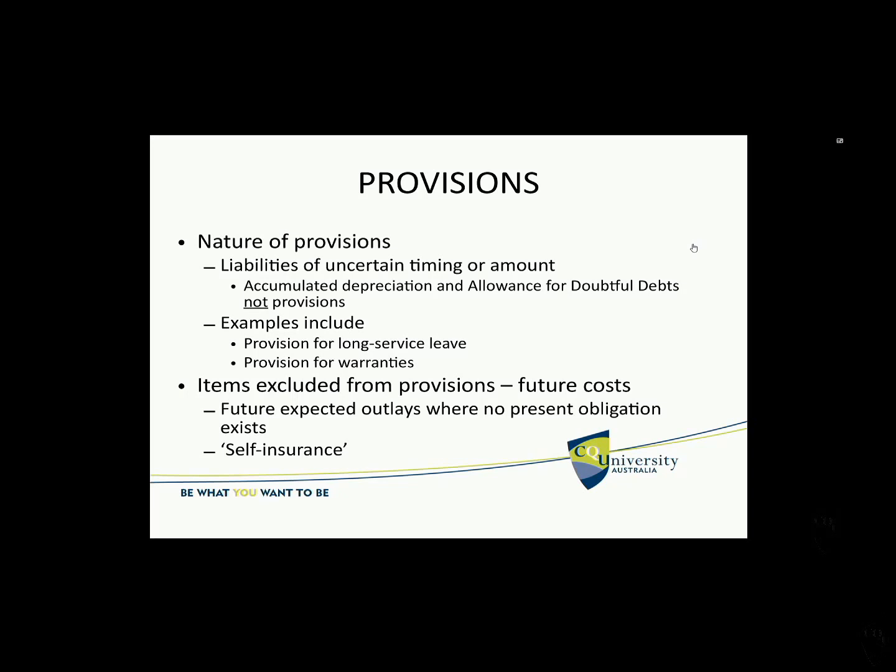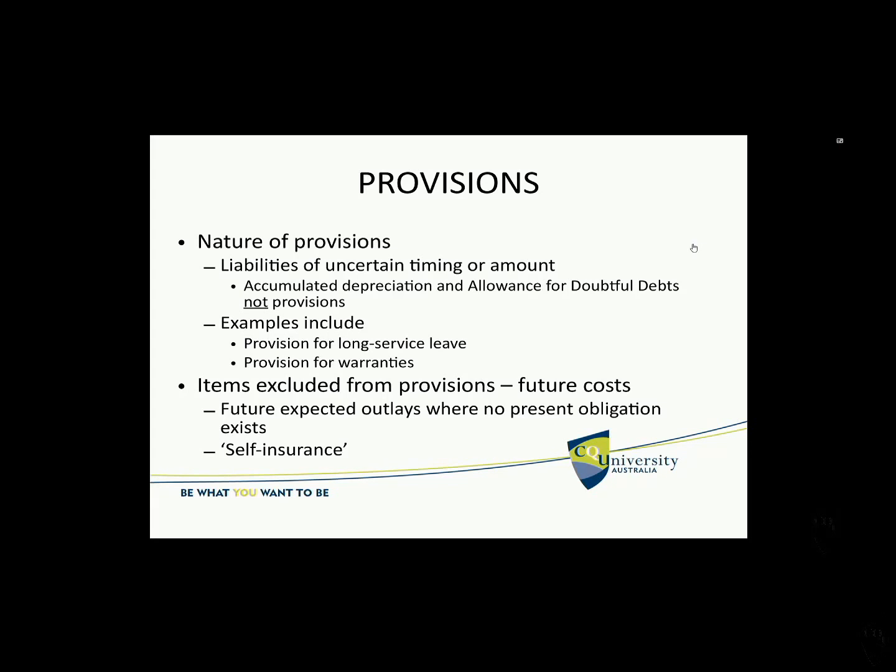Provisions. Provisions are a special type of liability. They're special because they are uncertain as to timing or amount. Now you'll see on the slide there, we're talking about accumulated depreciation and allowance for doubtful debts. And they're saying they're not provisions. And you'll remember from previous lectures that accumulated depreciation and allowance for doubtful debts are what is called a contra account. Now the reason that we're even discussing them is because they are a credit balance.